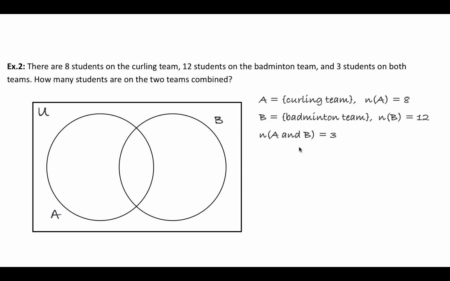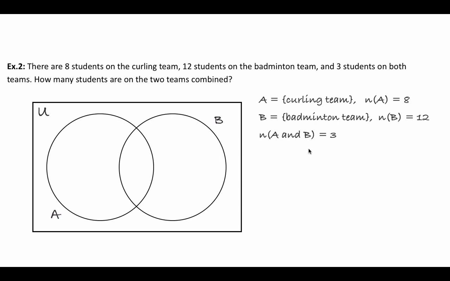Set B will be the badminton team, and we know the number in B is equal to 12. And we've also been given the fact that the number in both A and B, or the number in A intersect B, is 3. So we know that area of overlap. And again, just like we recommended before, you start with the area of overlap, the innermost or most overlapped area, you place your number there, and then you build outwards from there.